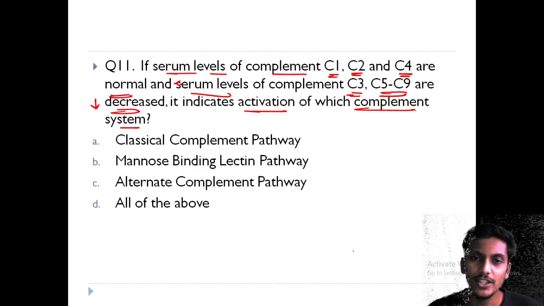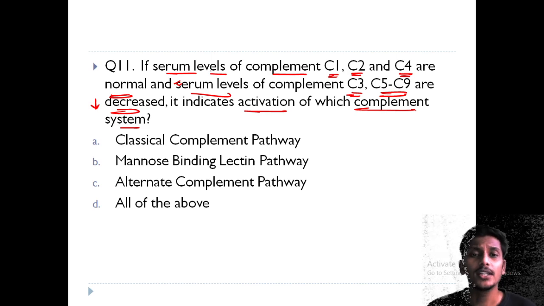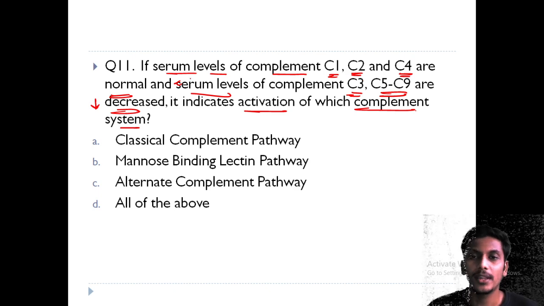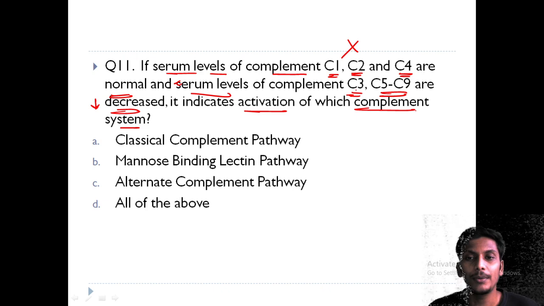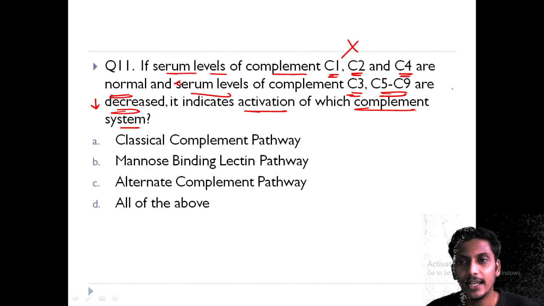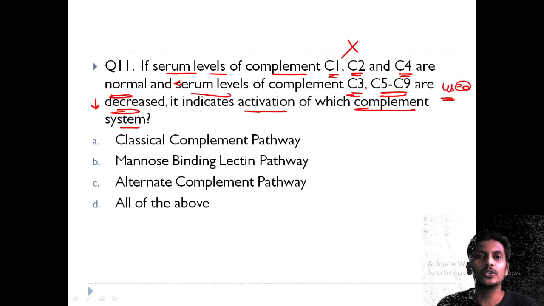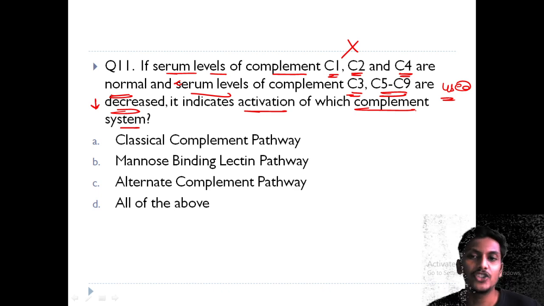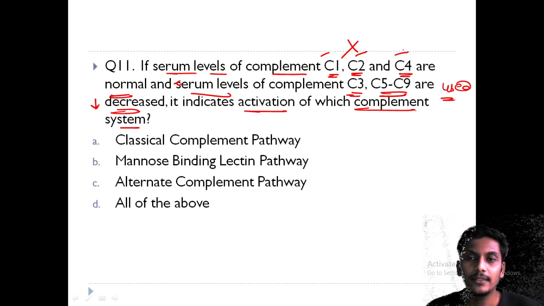Moving back to our question now. What was the question? Serum levels of complement C1, C2 and C4 are normal. That means they are not being used. Whereas serum levels of complement C3 and C5 to C9 are decreased. That means C3, C5 to C9 are being used. As we all know, C3, C5 to C9 are used in all of the pathways. But one pathway is such in which C1, C2 and C4 were not used.